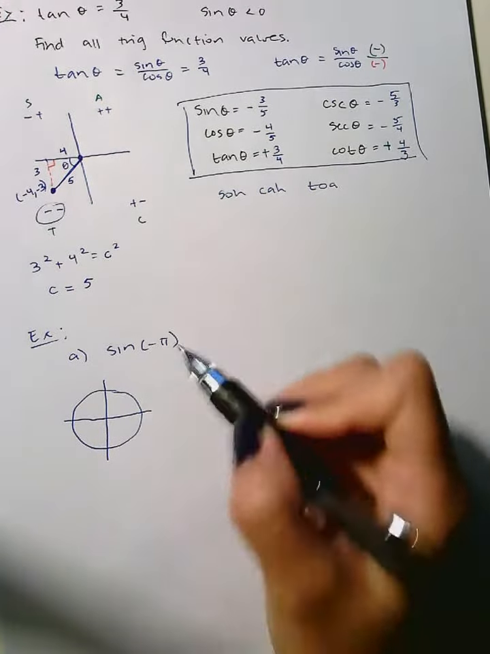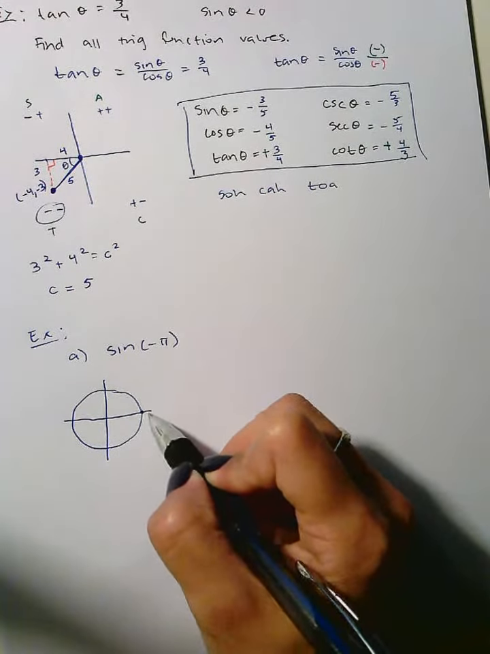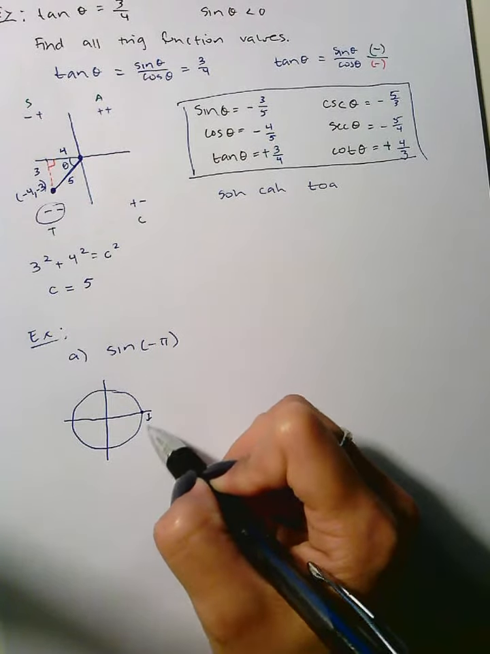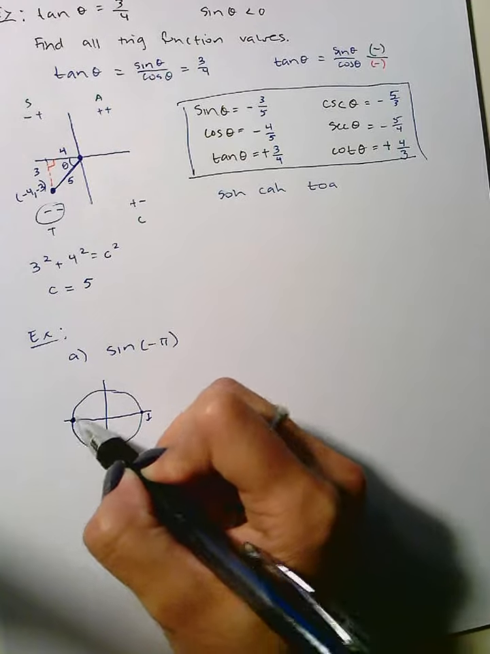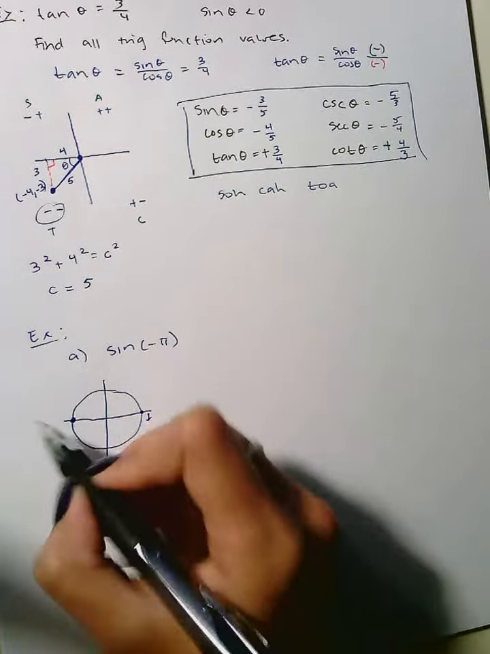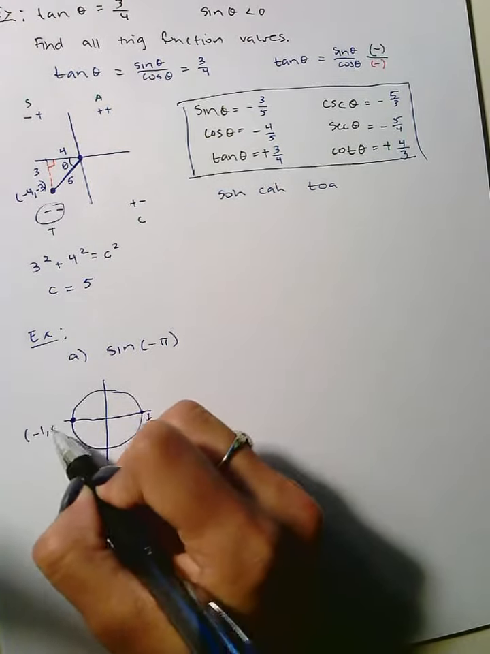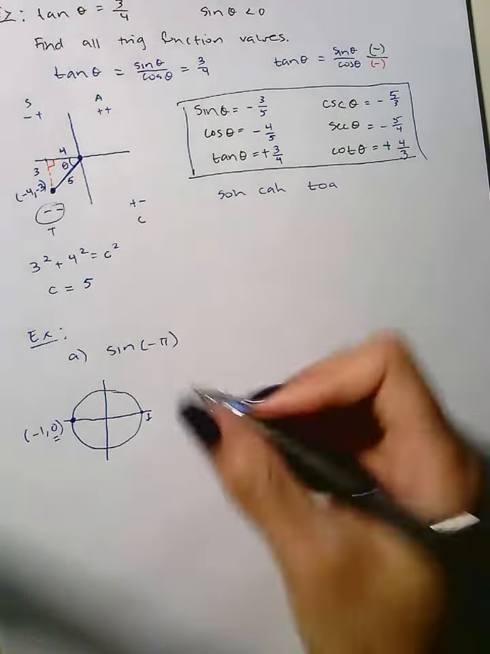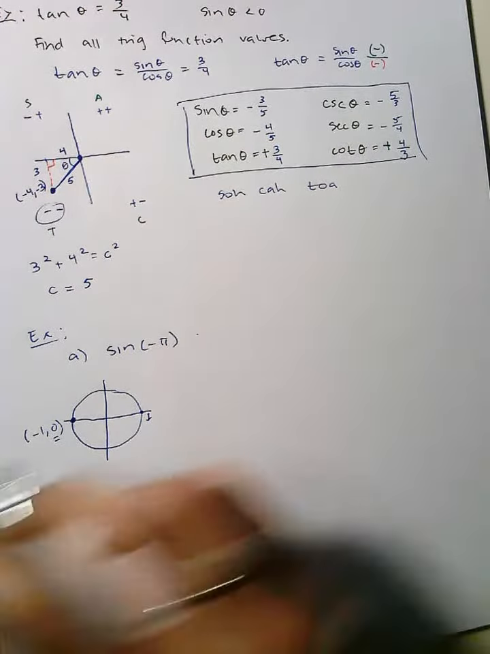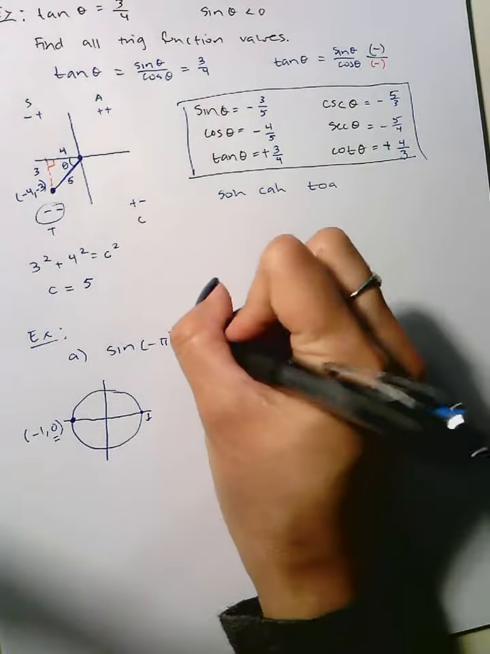So negative pi, I start here, and instead of going up, I'm going to go down by pi. If I go down by pi, I would end right here. The point related to this angle would be -1, 0. The sine value would be the y value. So this means that sine of negative pi is equal to 0.